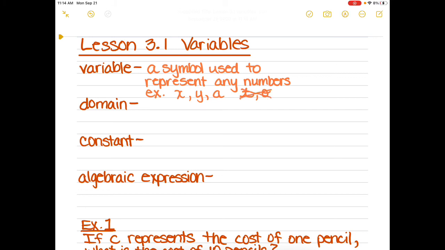Okay, and X's do look like a times sign, but remember in algebra we don't use the X as a times sign. So as you can see, my X is still a little bit more like a cursive X so that you won't misinterpret it as a times sign.